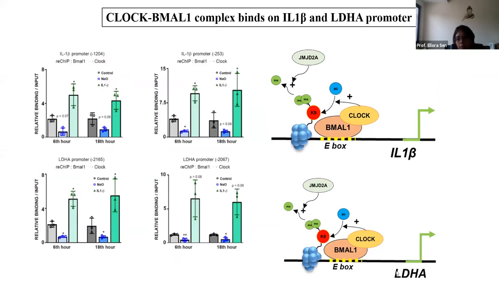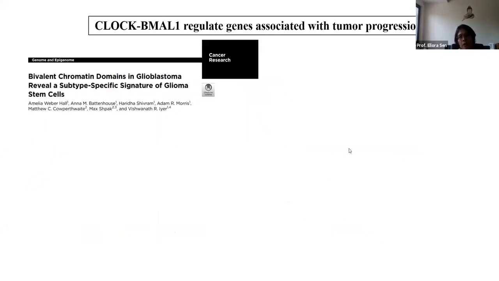I'm not going into greater detail, whereby we have shown how change in the histone methylation or acetylation affects this binding of the clock-BMAL1 to the E-box. Once again, clock is a histone acetyltransferase. And this heterodimer is necessary for exhibiting the functions of the molecular clock.